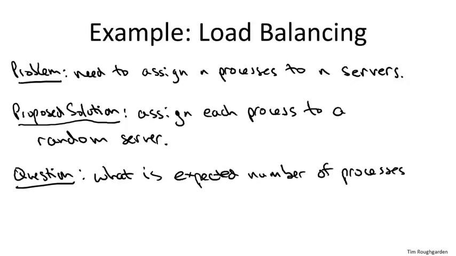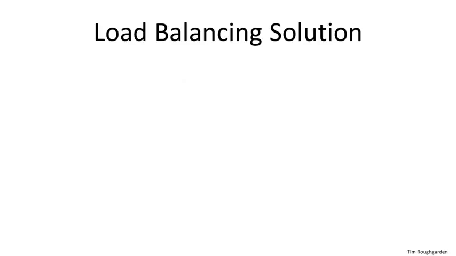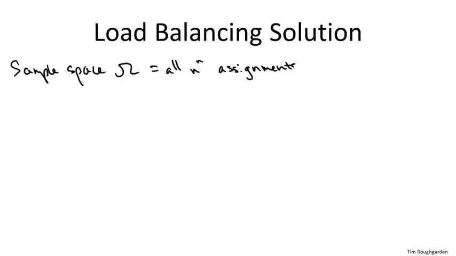So before you start talking about expectations, one has to be clear about the sample space and what are the probabilities of the various outcomes. So remember, the sample space omega just denotes every possible thing that could happen. So what are we doing? For each process, we're assigning it to a random server. So all of the things that could happen are all of the different assignments of these n processes to these n servers. And if you think about it, there are n raised to the n possible outcomes because you have n choices for each of the n processes.